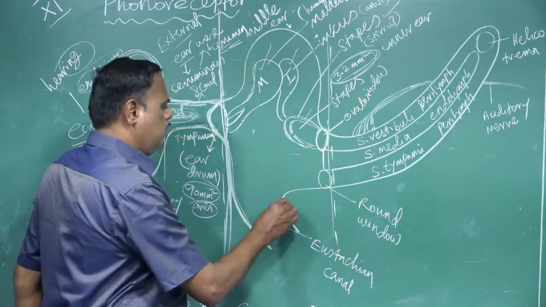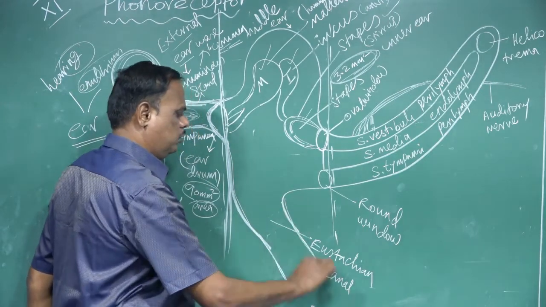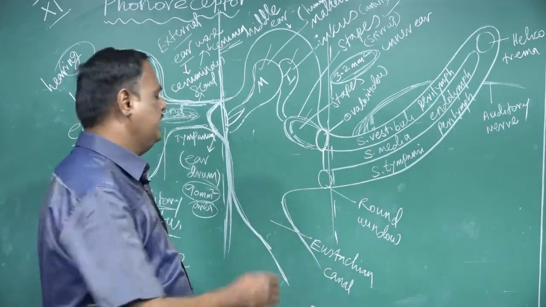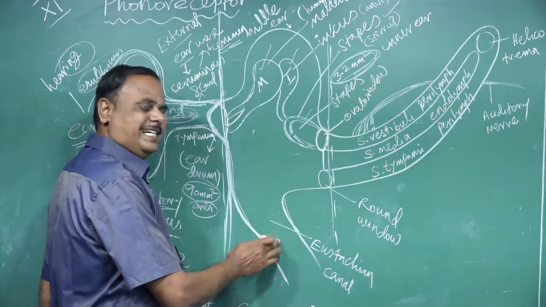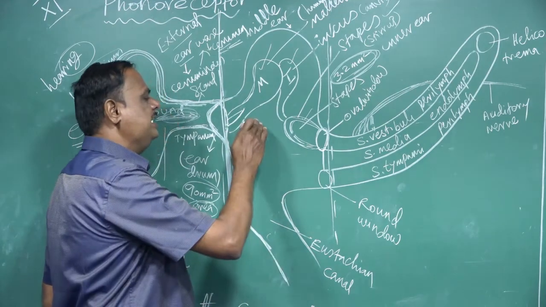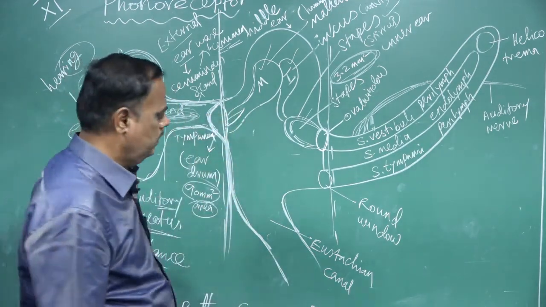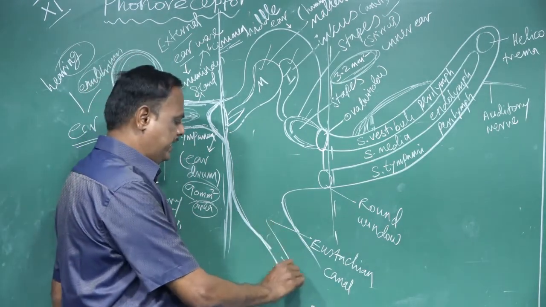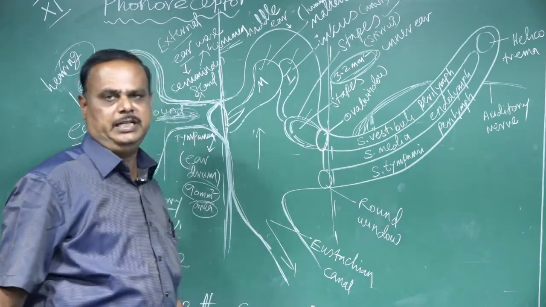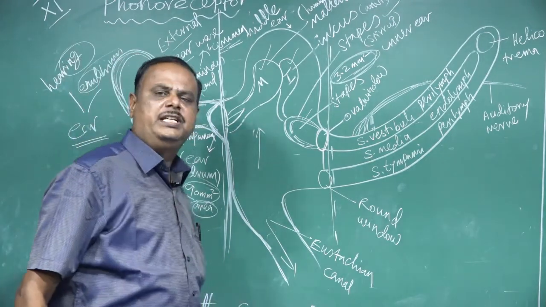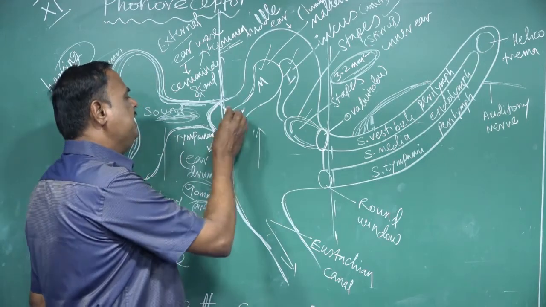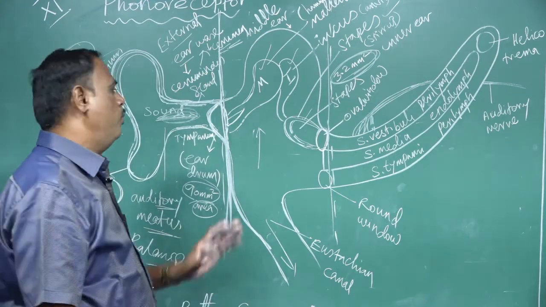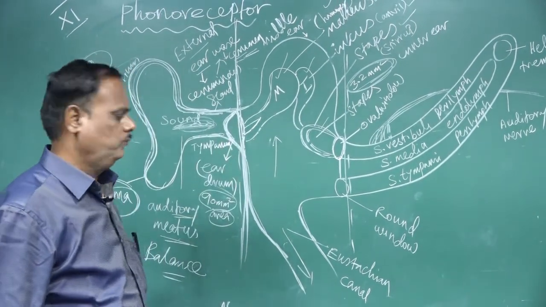Next is the eustachian canal. What is the role of the eustachian canal? Where is it located? The eustachian canal is a narrow canal that connects the pharynx and the middle ear. Its role is to maintain the pressure inside and outside the tympanic membrane, on both sides of the tympanic membrane.